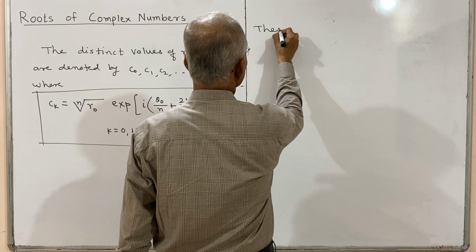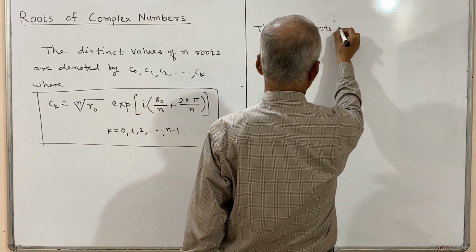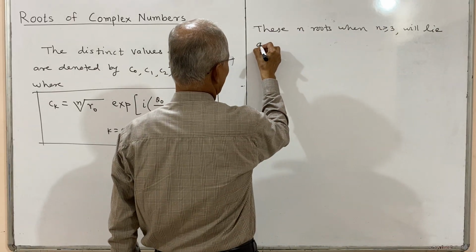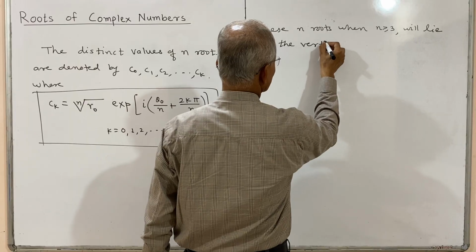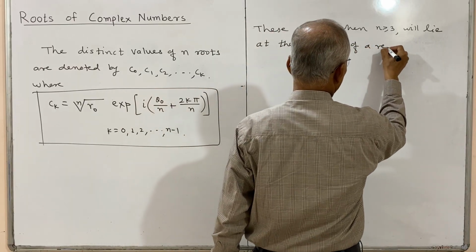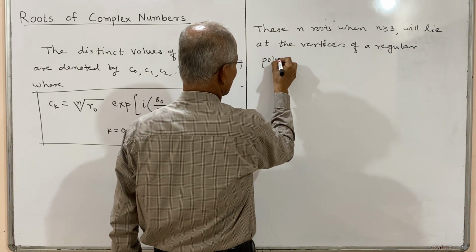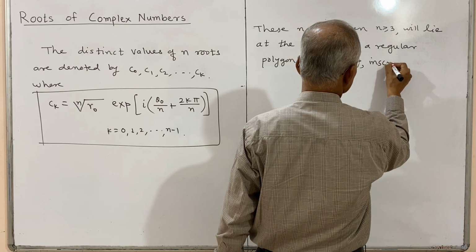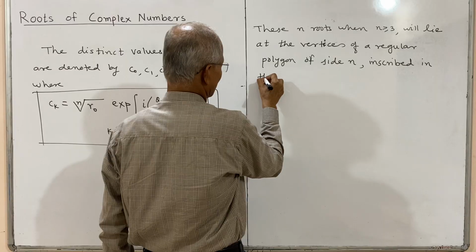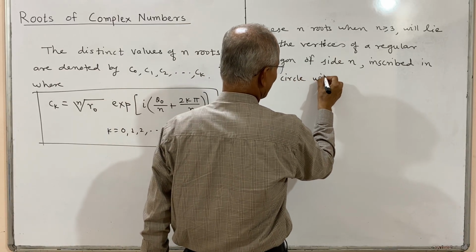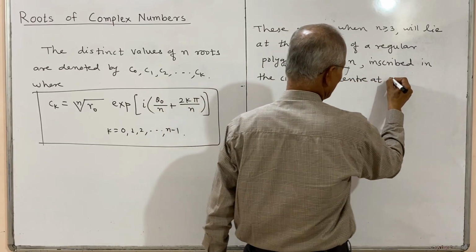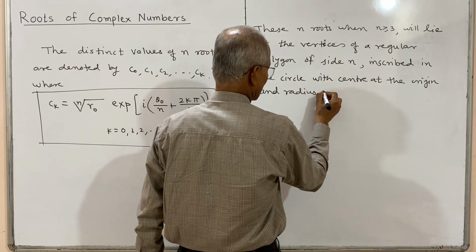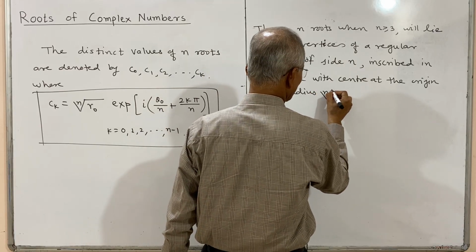These roots, these n roots, when n is greater than or equal to 3, will lie at the vertices of a regular polygon of side n inscribed in the circle with center at the origin and radius nth root of r naught.